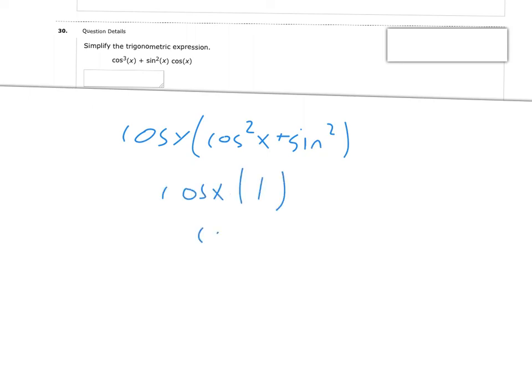All right, lastly, number 30 here. For this one, I want to factor out a cosine x, leaving me with cosine squared x plus sine squared x. And that is, of course, 1 in there. So 1 times cosine x is just cosine x.